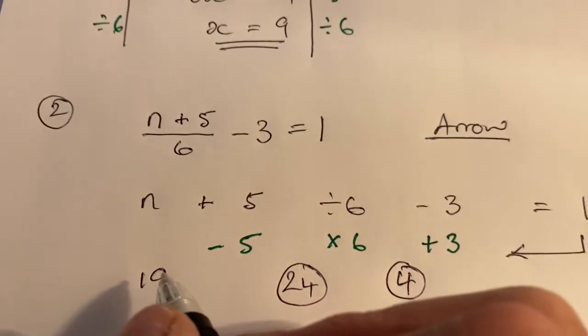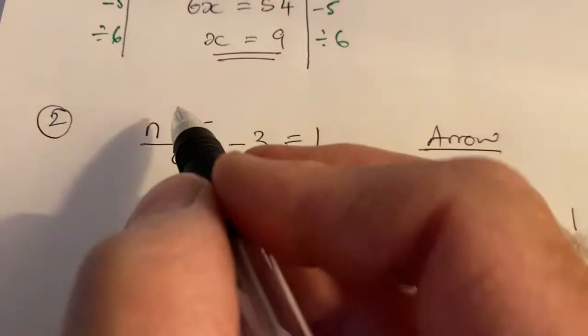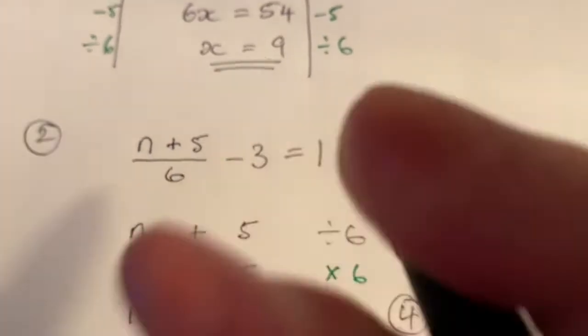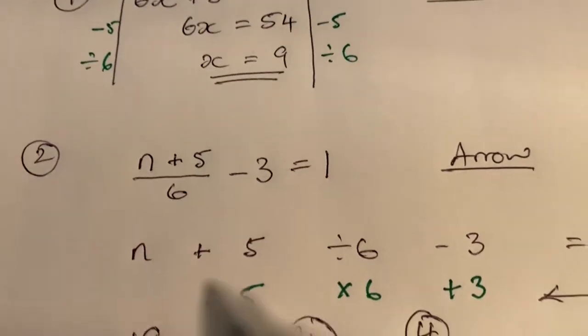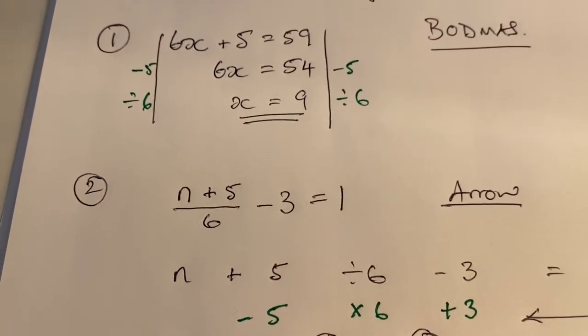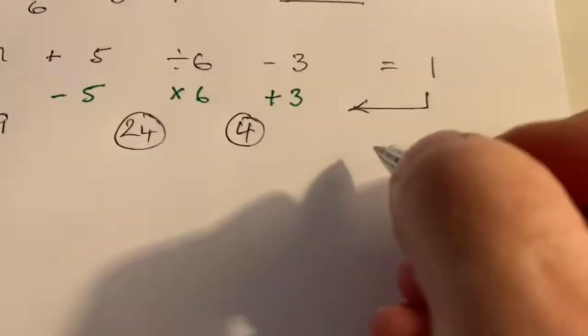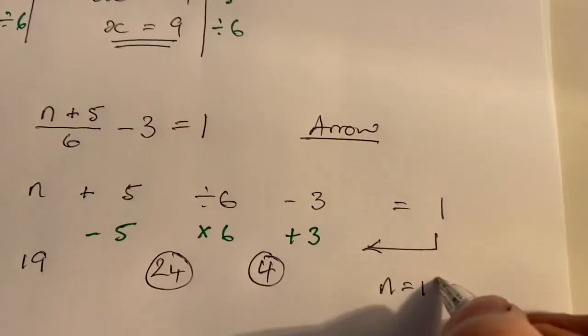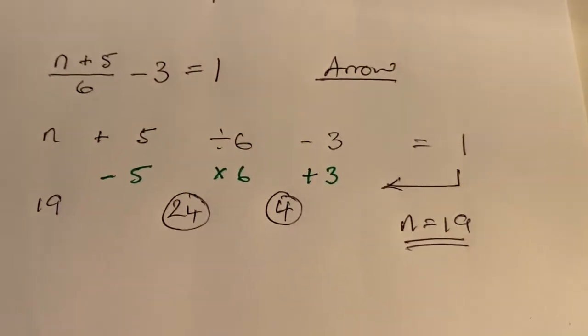So I think the answer is 19, but I'm going to check. 19 plus 5 is 24. 24 divided by 6 is 4. Take away 3 is 1. Boom. So I'm going to write out here n equals 19, and that's a nice way of doing that question.